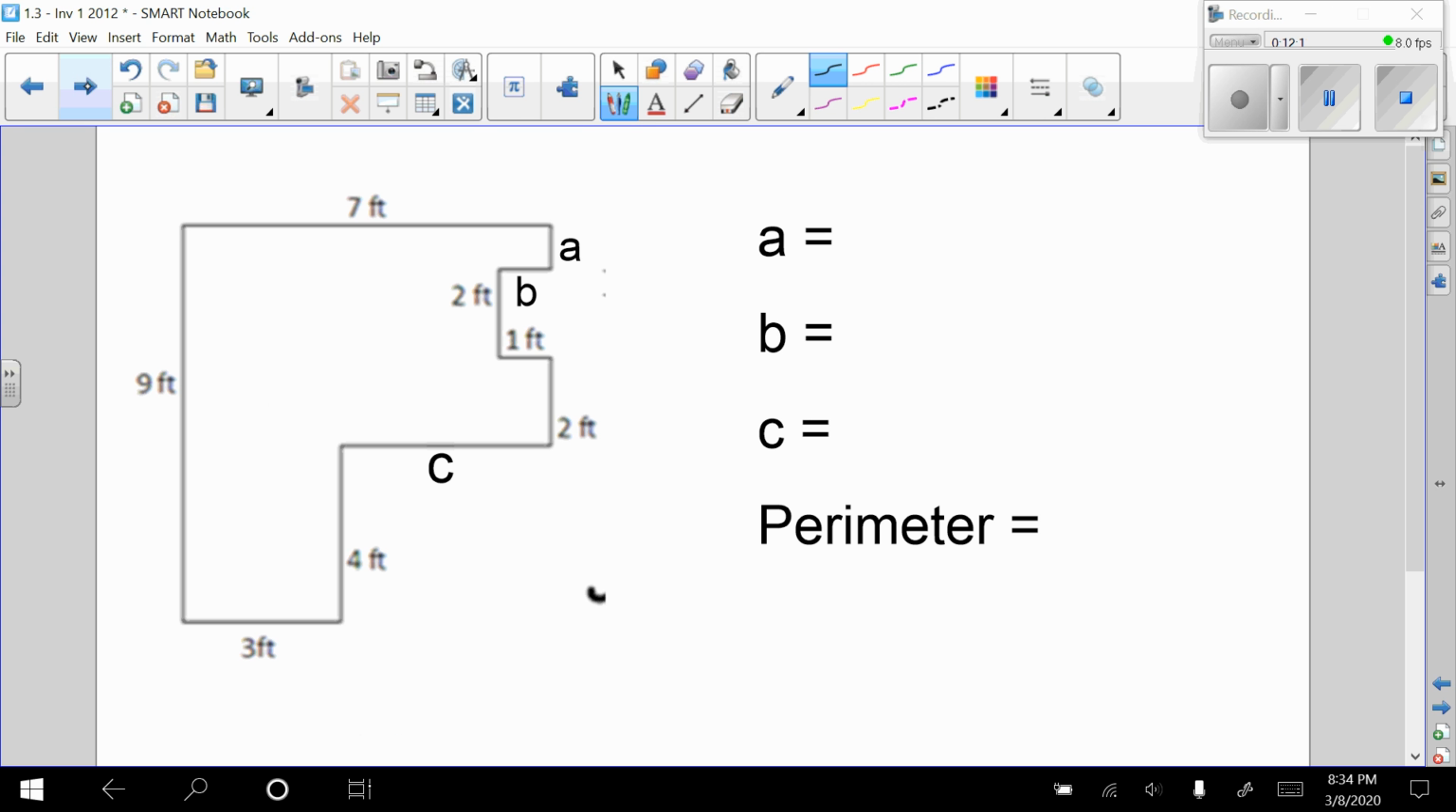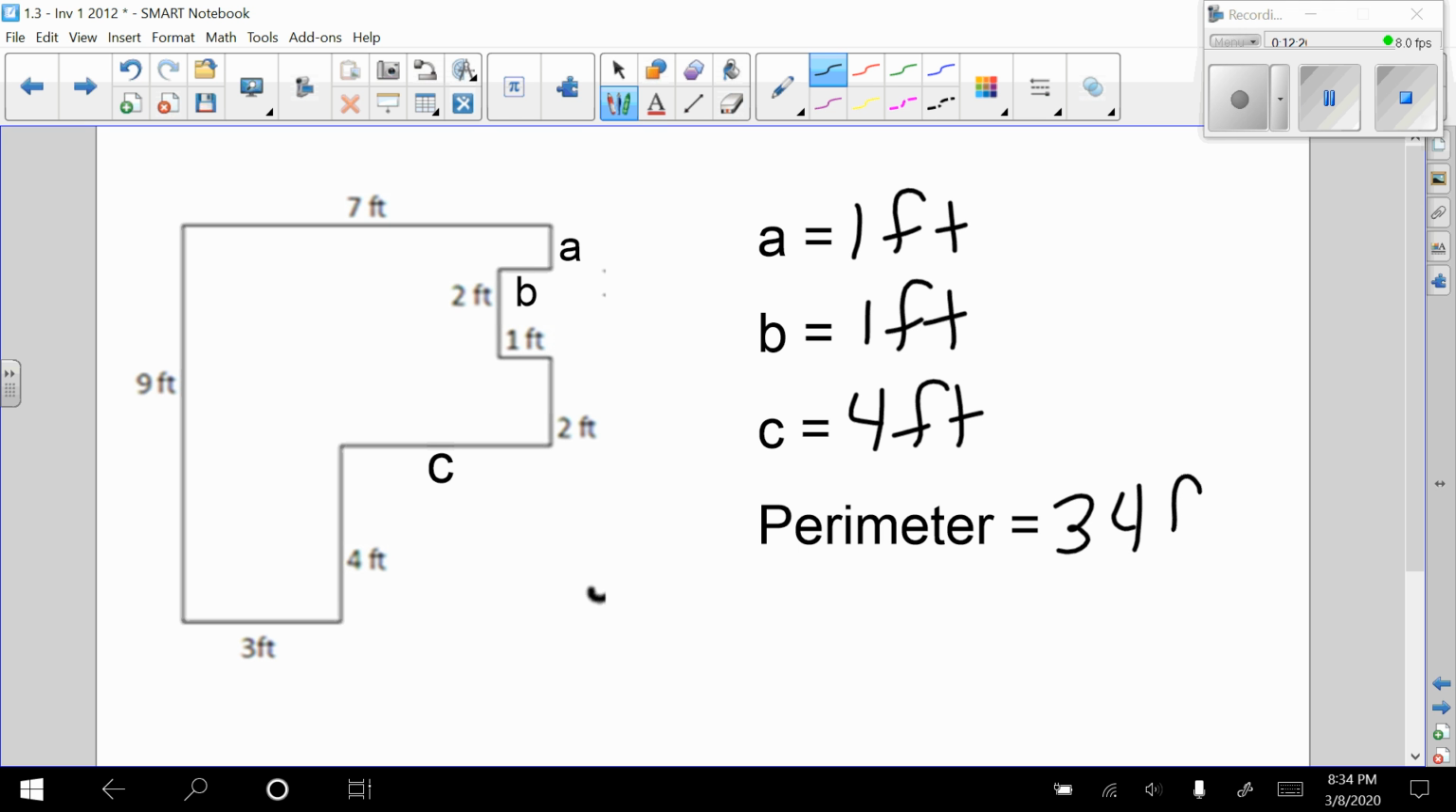And for the last one here, you should have got A is 1 foot, B is 1 foot, and C is 4 feet. If you didn't get those numbers, go back and check or be sure to ask questions. And the total was 34 feet. That's what you should have gotten if you added up all the sides for perimeter.